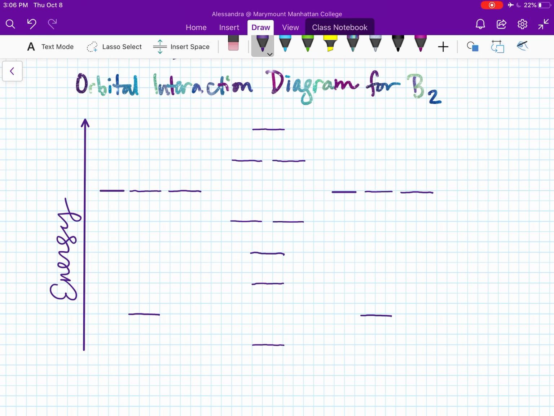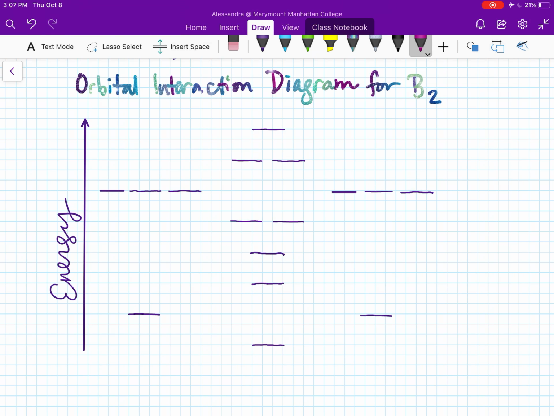Now let's draw what we would expect the orbital interaction diagram to look like for diatomic boron. An orbital interaction diagram shows the relative energies of the atomic orbitals and then the molecular orbitals to which they give rise when the atomic orbitals overlap.